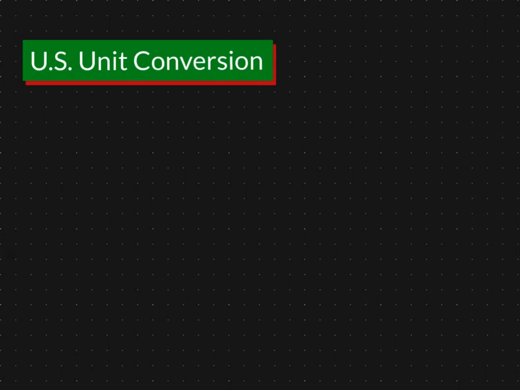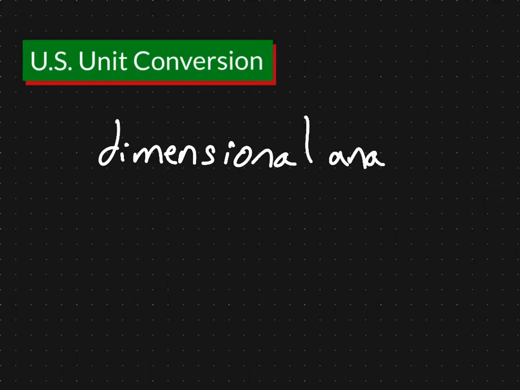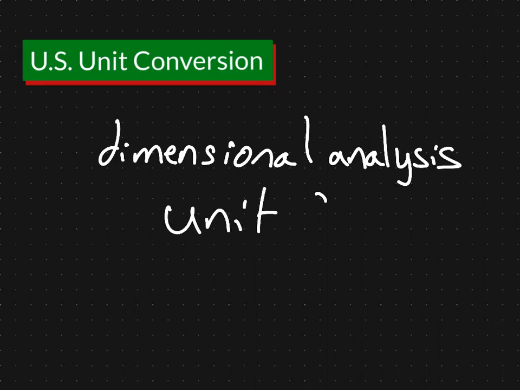To convert among different units of the U.S. customary system, we're going to use a strategy called dimensional analysis. It's also called the unit factor method.